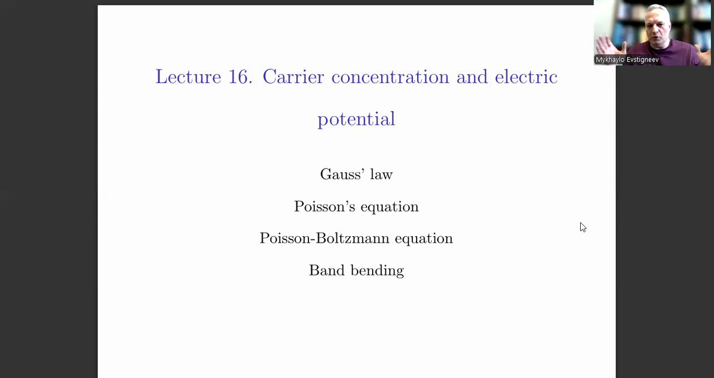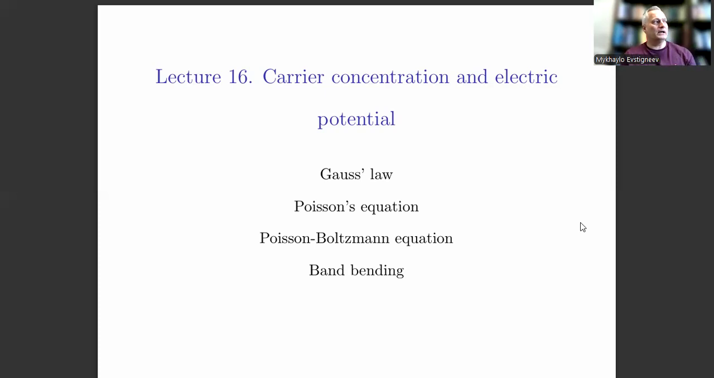So somehow you impose an external electric field and it superimposes with an internal electric field due to the redistribution of your mobile charge carriers, electrons and holes, so that the net electric field in the semiconductor is 0. So that's what we will be discussing in this and in the next 2, I think, lectures.